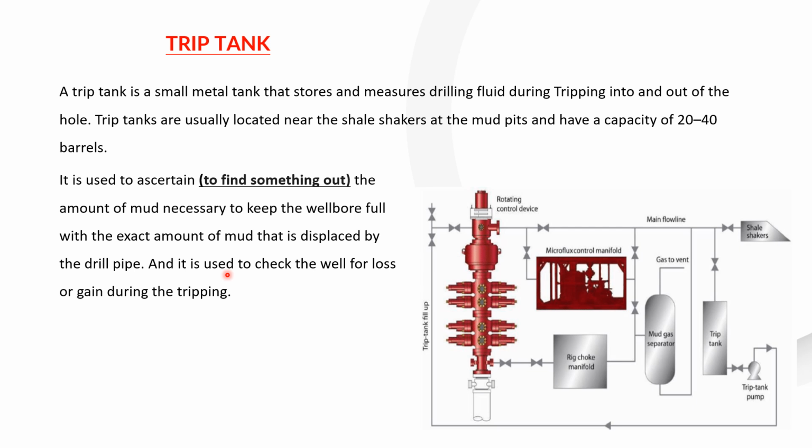So in tripping, when the drill pipe is taken out from the hole, it means the volume is getting less. So according to the well control system, the hydrostatic pressure should be in a controlled manner, so that the formation pressure will be controlled.